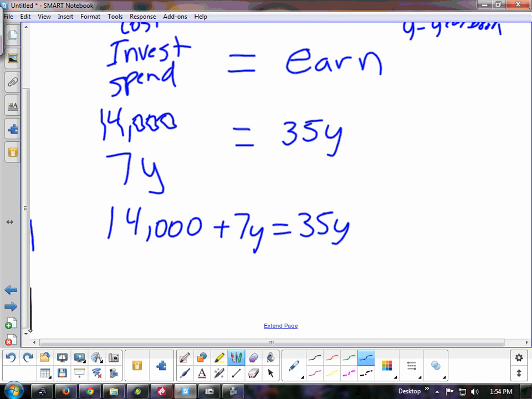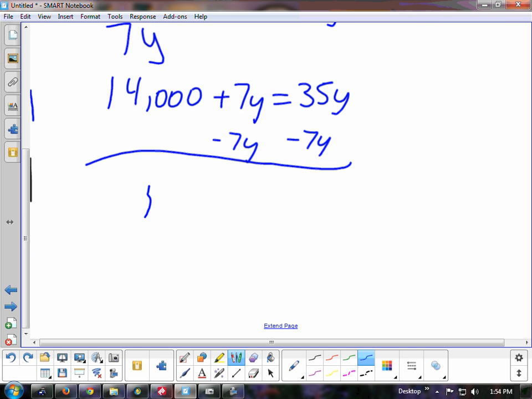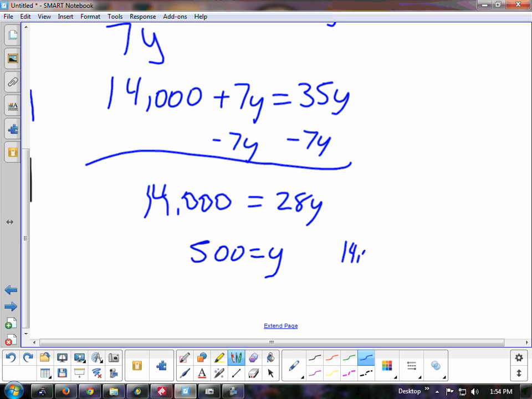And in this case, I'm going to subtract 7y because you're going to lose $7 on every yearbook. Or not lose, you got to pay back your money. And that's going to give us 28y. And when we do the division, it comes out to be 500 yearbooks. 500 equals y, and you're going to check it by putting the 500 in. So 14,000 plus 7 times 500 equals 35 times 500, and that will check out for you when you do that math, and you write your answer in a complete sentence, and you get full credit for the question.